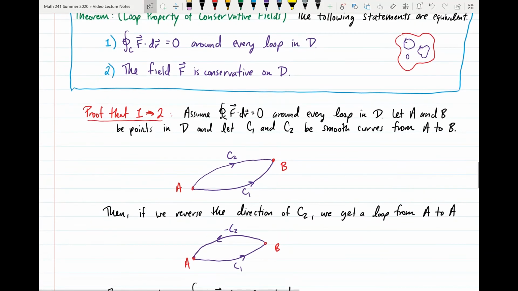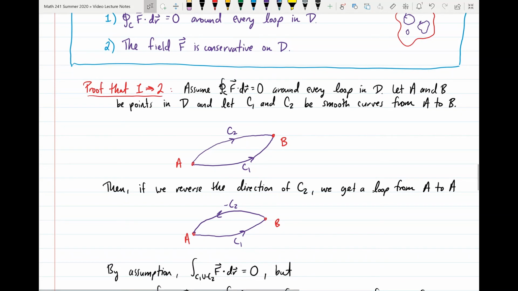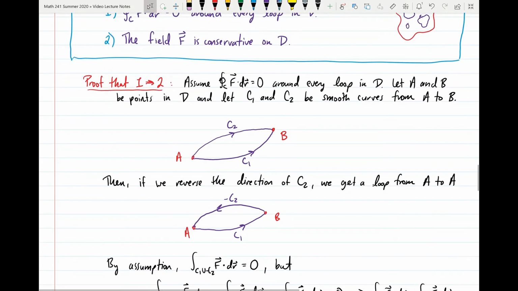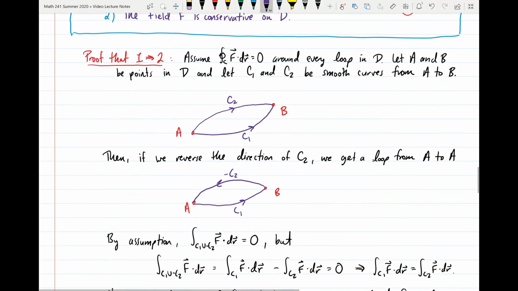And to show that f is a conservative field, I need to show that the integral of f over curve 1 is equal to the integral of f over curve 2. And if I can do that, I can conclude that f is conservative because the points A and B are arbitrary and the curves, curve 1 and curve 2, going from A to B are also arbitrary.